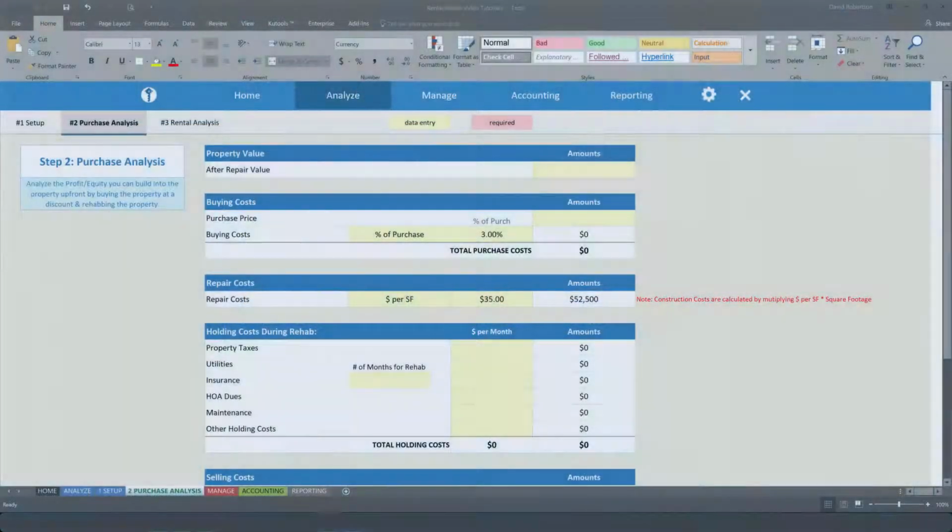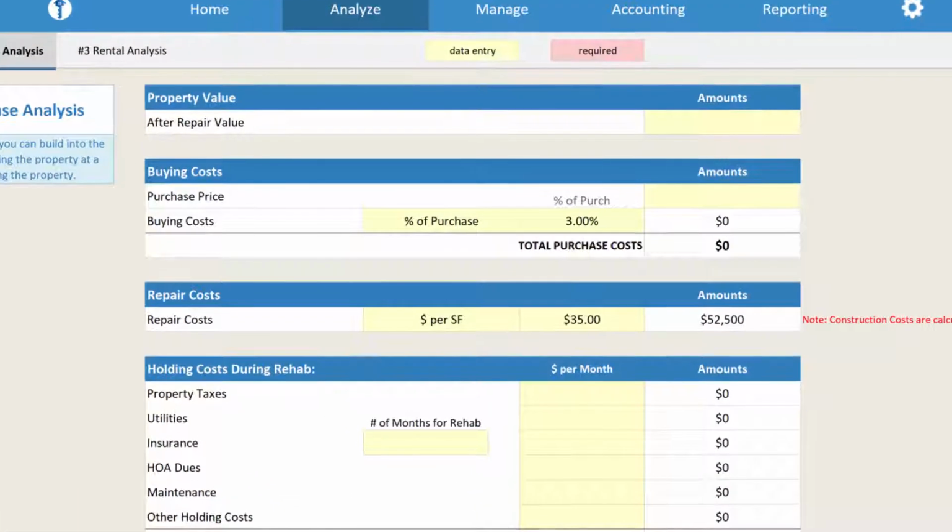The first item to input is the after repair value. So this is the value of the property after you make the repairs to the property. Generally, for single family and small multifamily rentals, you will use recent comparable sales to determine your after repair value. Review your market and find similar recent comparable rental properties in the area that have sold to determine an approximate after repair value for your property after you make the repairs.